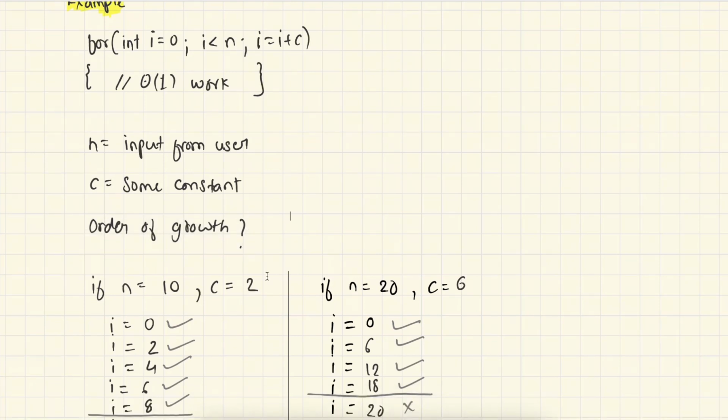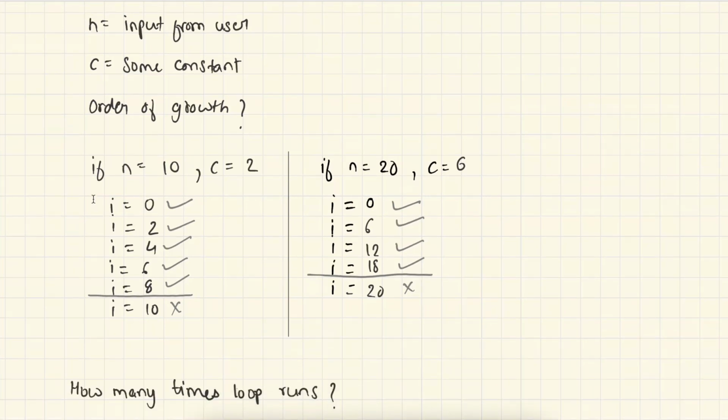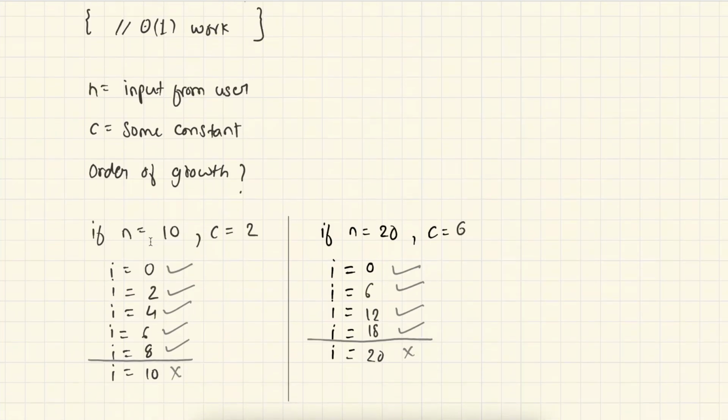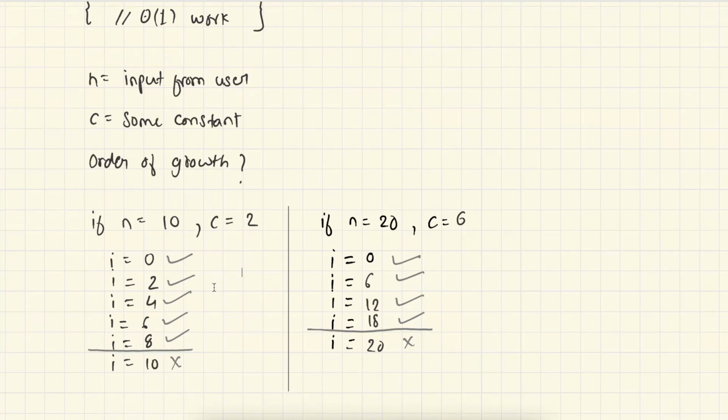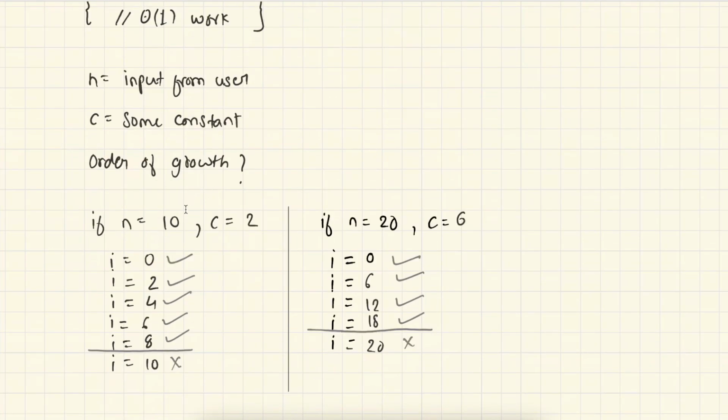So let's put some arbitrary values and dry run this for loop to get some idea. Let's take n equal to 10 and c equal to 2. How many times is this loop going to run? For i equal to 0, it's going to run. Then we increment i by c, so 0 plus 2 equals 2, it's going to run. Next iteration we increment i by 2 again, so 2 becomes 4 and 4 is also less than 10, so it's going to run, and so on and so forth.